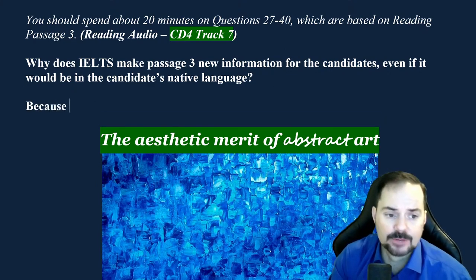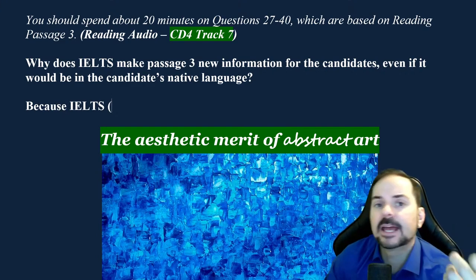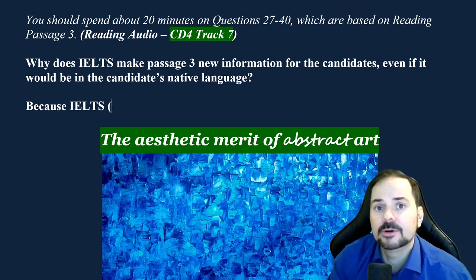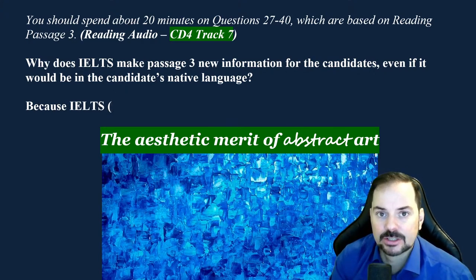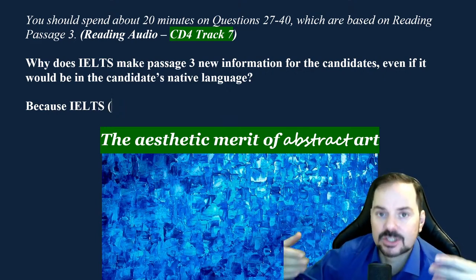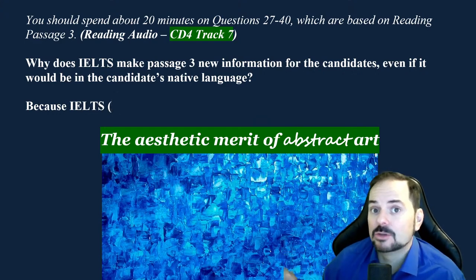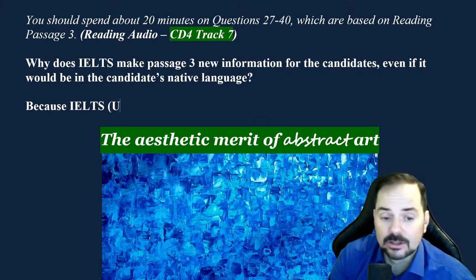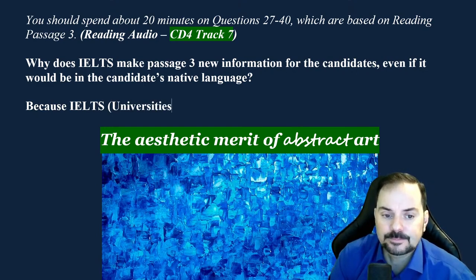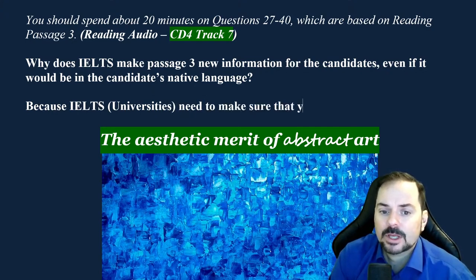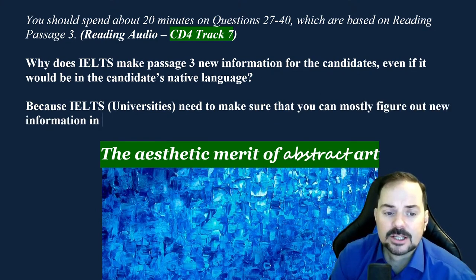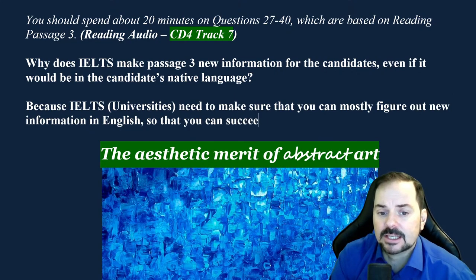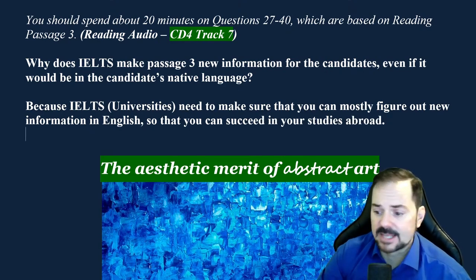Because IELTS wants to make sure, because IELTS, and not IELTS, but universities. Don't forget, IELTS is from Cambridge University. So when we're talking about IELTS, a lot of people think British Council and IDP, but it's made by Cambridge. British Council and IDP just administer the test. They just give you the exam and mark it. The people who make it is a university. It's Cambridge University Press. So because IELTS, mainly universities, need to make sure that you can mostly figure out new information in English so that you can succeed in your studies abroad. Okay? That makes sense, I hope.